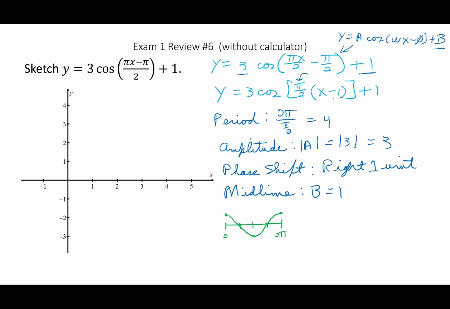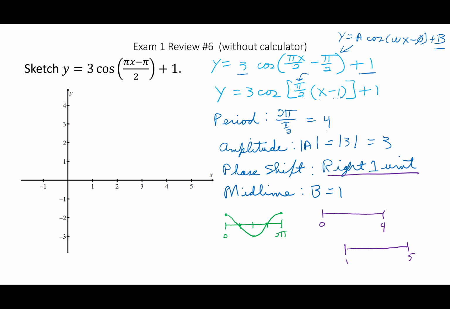Instead of going from 0 to 2 pi, however, for this graph we have a period of 4, so if we were starting at 0, we'd go from 0 to 4 period-wise. However, we have a phase shift, which is to the right 1 unit. So we move everything from 0 to 4 to the right by 1 unit, meaning we're going to start at 1 and go to 5. Okay, so I think we've got everything we need to graph.